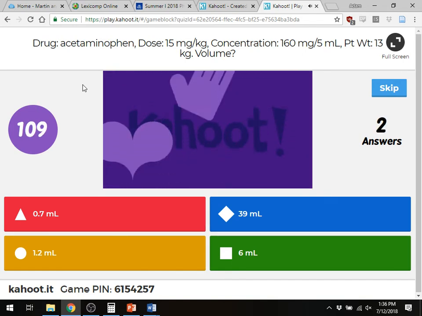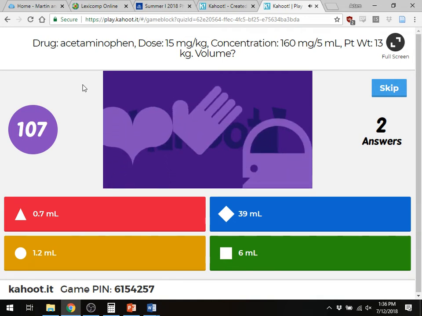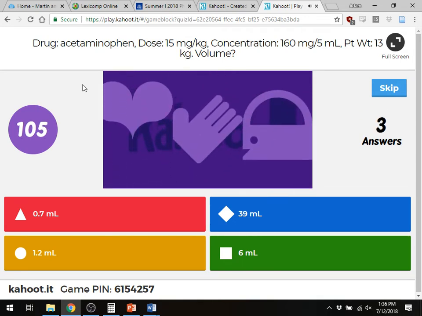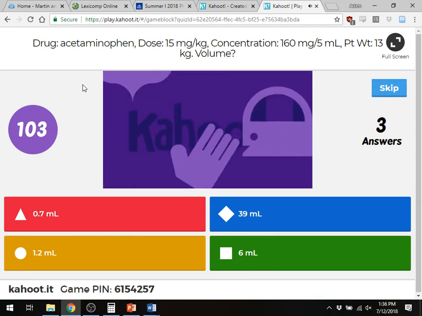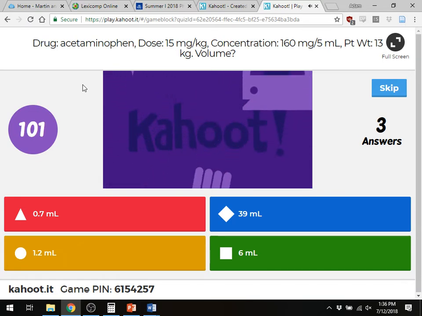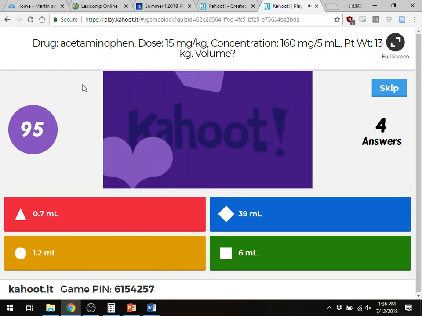And again, I had a really bad number of characters I could include in here, so that's why it looks a little goofy. We're giving acetaminophen, 15 milligrams per kilogram. The suspension is 160 per 5, and the patient weighs 13 kilograms. What is the volume I need to administer per dose for that patient?